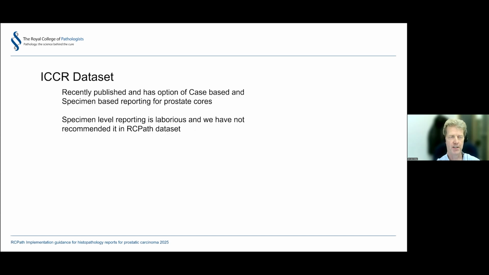The ICCR dataset has been published. This is the international one, and it offers 2 types of dataset, either a case level or a specimen level. Each specimen would have a small dataset attached to it. We would strongly advise you not to use the specimen level dataset. It's far too laborious and it's not really required in the UK.